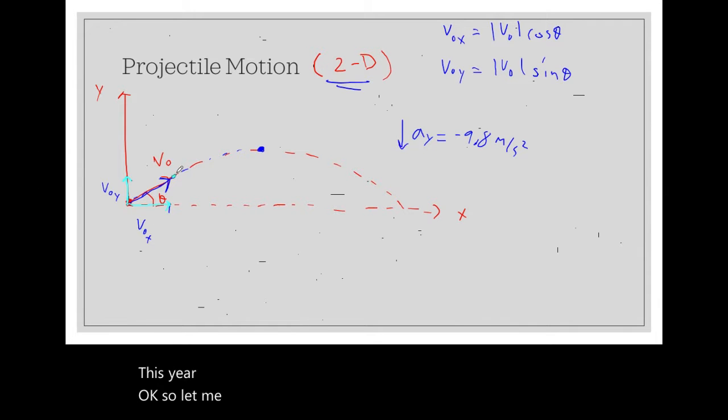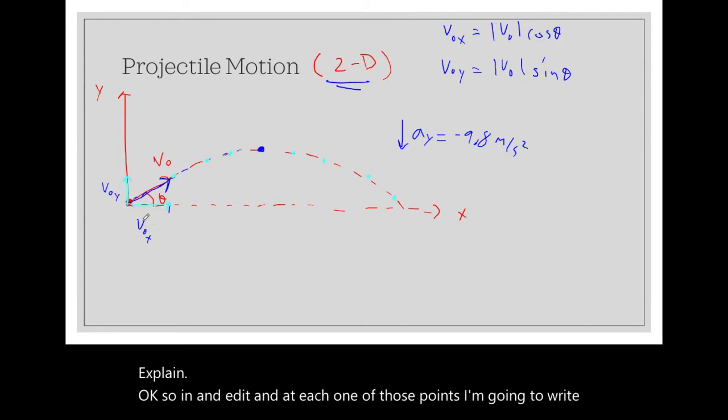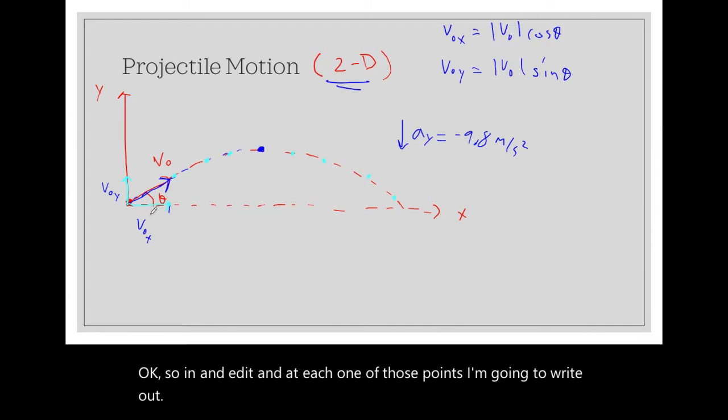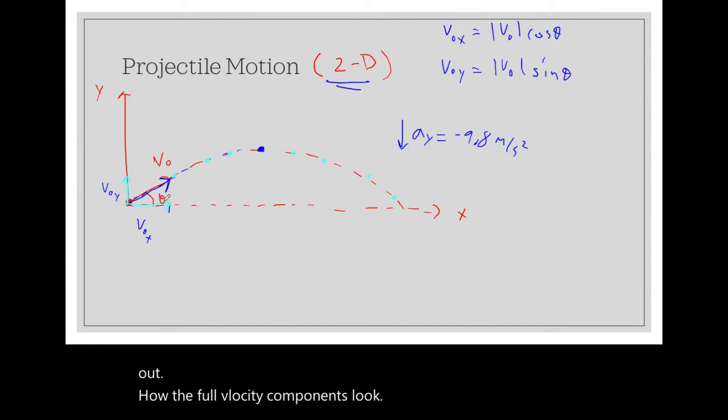Let me pick a few points along this path here. I'm going to choose that point, that point, this point, this point, this point, this point, this point. At each one of those points, I'm going to write out how the velocity components look, starting with the x component.